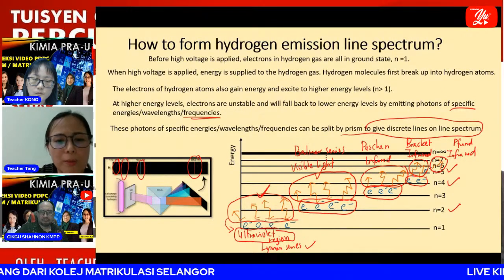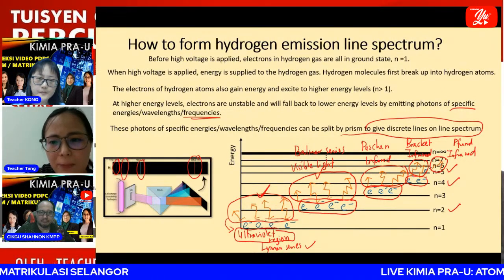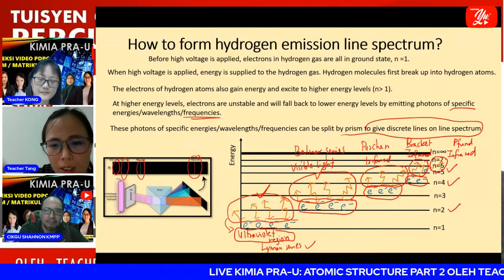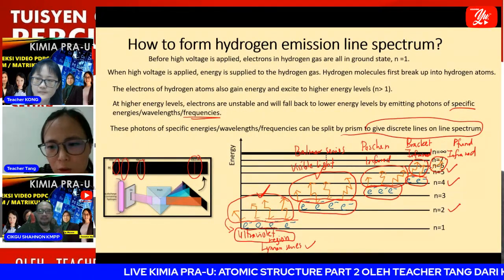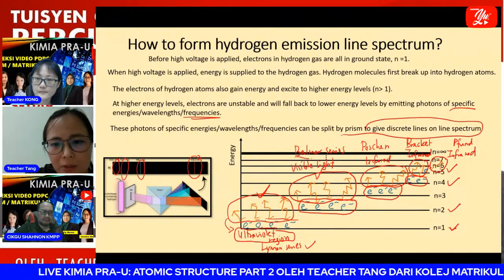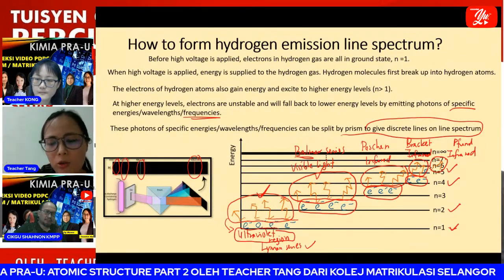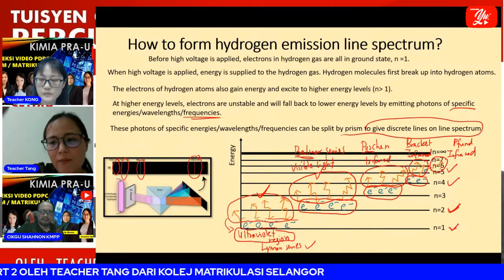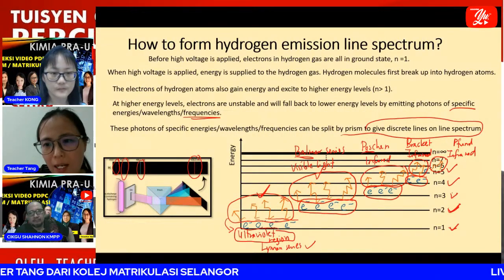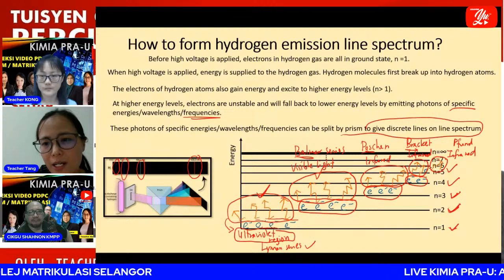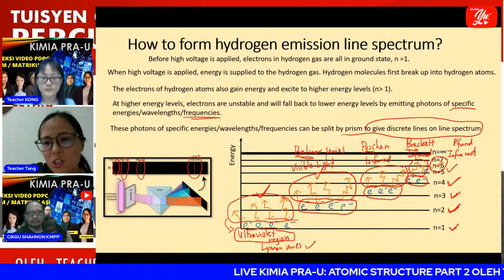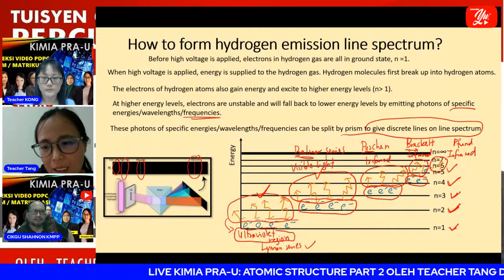So how to remember Lyman series, Balmer series, Paschen, Brackett, Pfund? Lyman corresponds to a higher energy level falling to n equals 1. Balmer series, higher energy level falls back to n equals 2. Paschen, higher energy level falls to n equals 3. Brackett, higher energy level falls to n equals 4. Pfund, higher energy level falls to n equals 5.